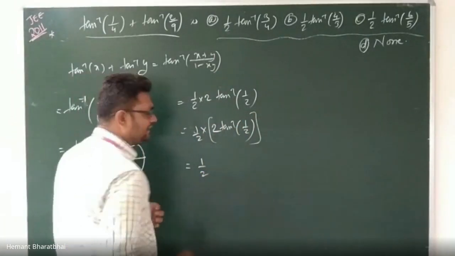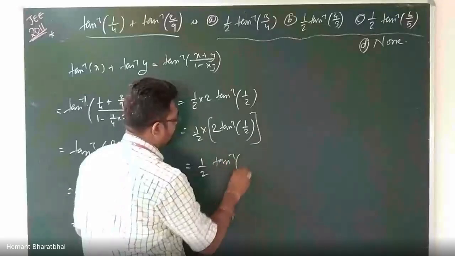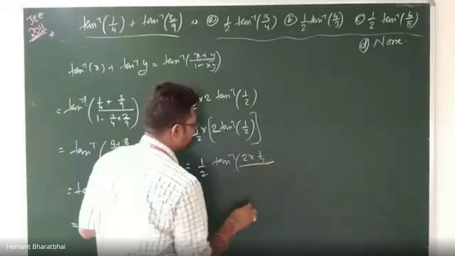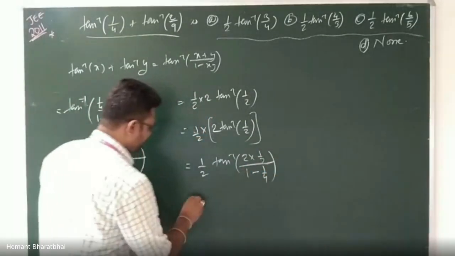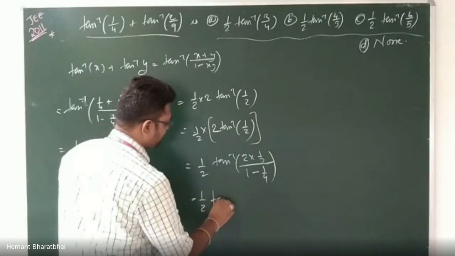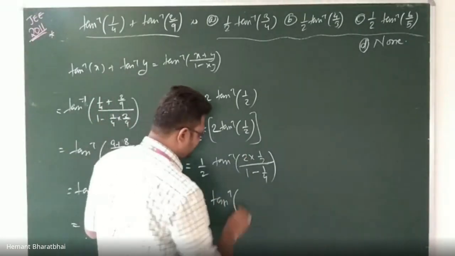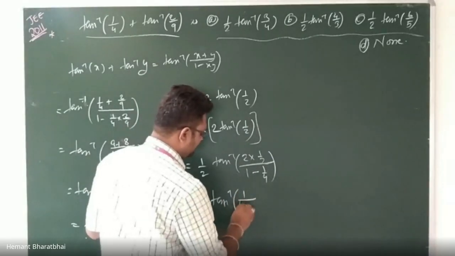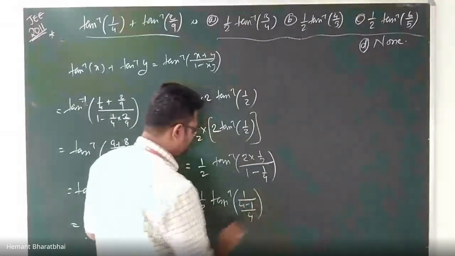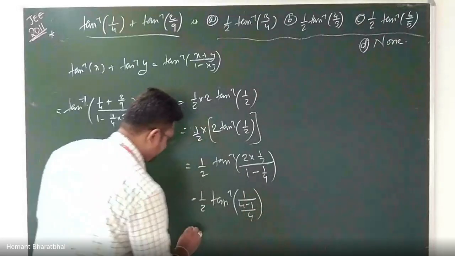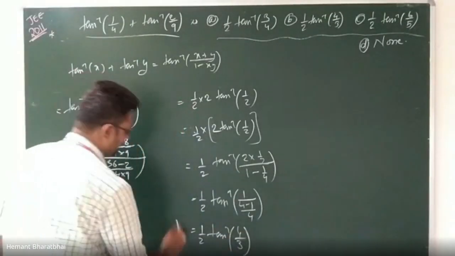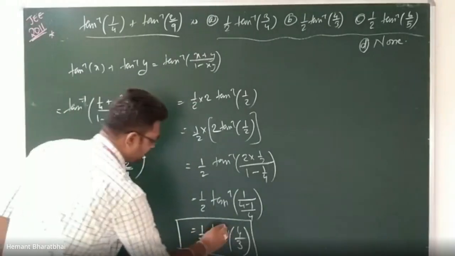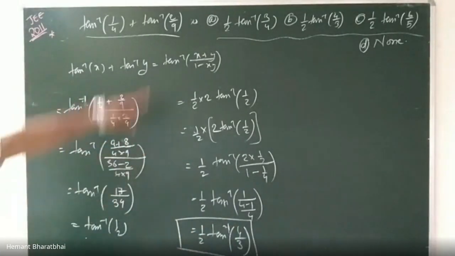The formula for 2 tan inverse of x is tan inverse of 2x upon 1 minus x square. So with x as 1 by 2, that will give me 1 by 2 tan inverse of, the 2 gets cancelled, 1 upon 1 minus 1 upon 4, so I'll get 1 by 2 tan inverse of 4 by 3. So see, we get the option 1 by 2 tan inverse of 4 by 3, which is there as option number B.